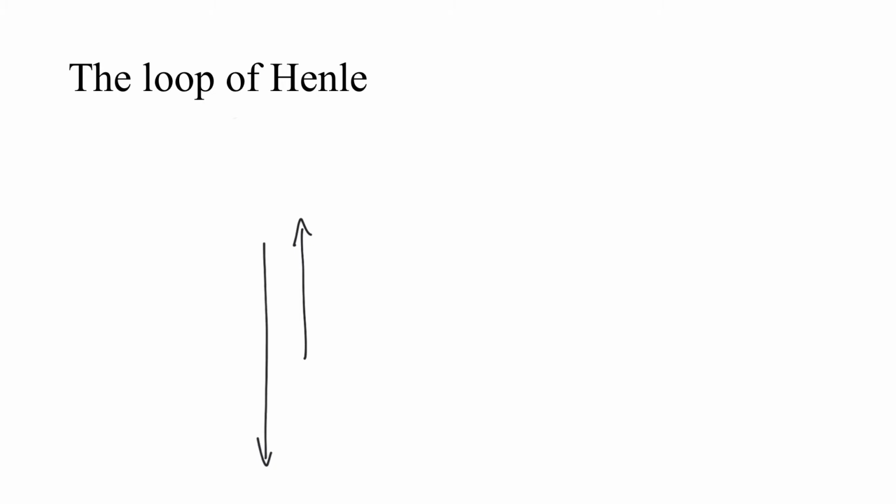So as we move up the ascending limb, the concentration of the solution in the loop of Henle drops. Can you see these numbers? As we go down, it becomes more and more concentrated, and as we go back up, it becomes less and less concentrated again. So actually, the solution that enters the loop of Henle and the solution that leaves the loop of Henle is exactly the same concentration. The only thing that's changed is the volume.